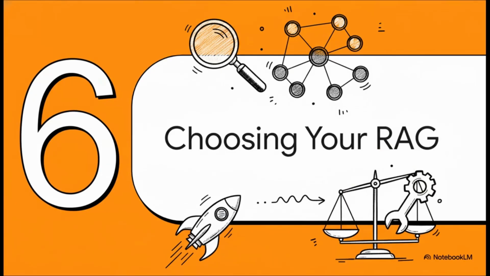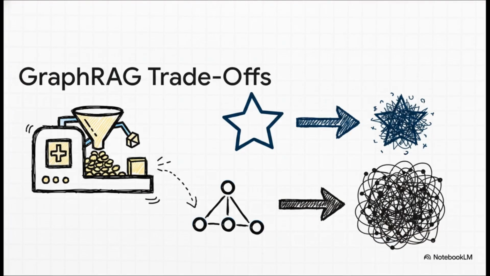Now, this doesn't mean you should run out and throw away your vector search tomorrow. GraphRAG is incredibly powerful, for sure, but it's not a silver bullet. It really comes down to choosing the right tool for the right job. You have to be realistic about the trade-offs. That whole indexing process, it's expensive. It can burn through a ton of LLM tokens just to extract all the entities. And the quality of that extraction isn't always perfect. It can be noisy. Plus, managing and querying these massive graphs can get really complex as they scale.